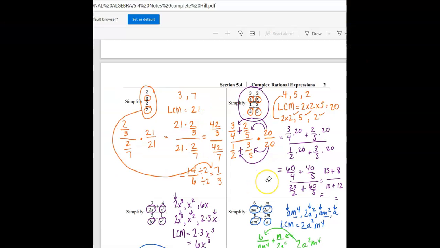Okay, so now we want to add the 15 and the 8. That's going to get us 23. And 10 and 12 gets us 22. And then that is reduced. So that would be our final answer, 23 over 22. So all of this stuff up here just reduced down to 23 over 22.